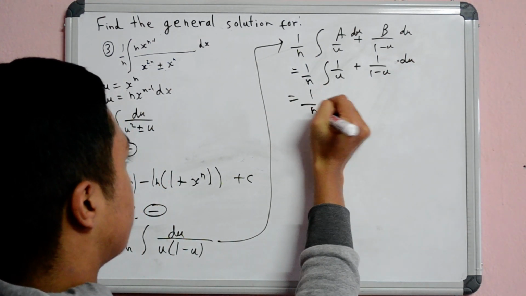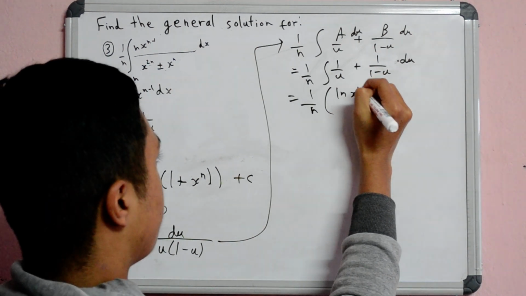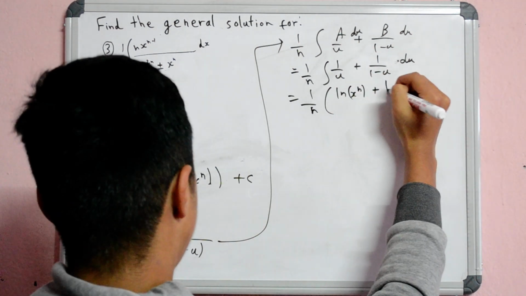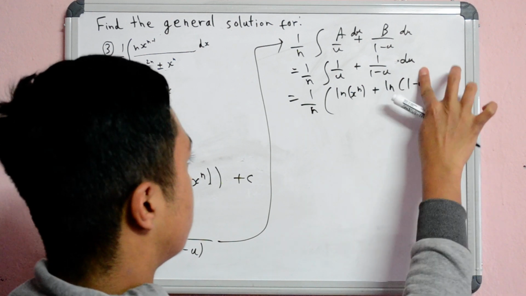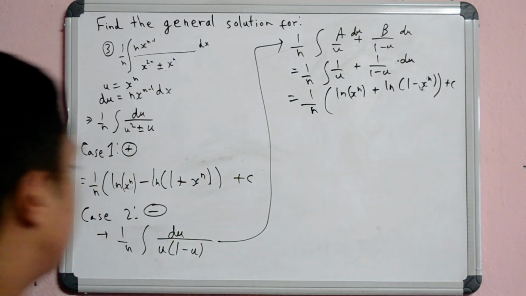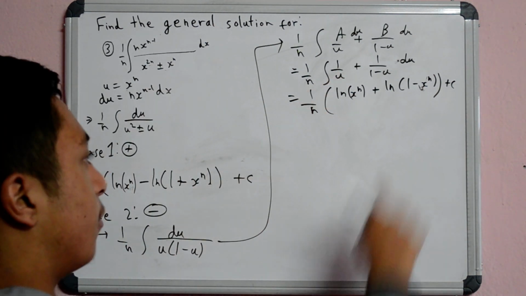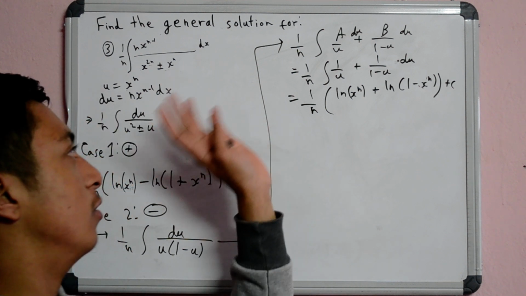Therefore we get ln of u, which is x to the power n, plus ln of 1 minus u, which is x to the power n, plus c. So kind of similar but a bit different. The signs of these are different. And that's it for the general solution.